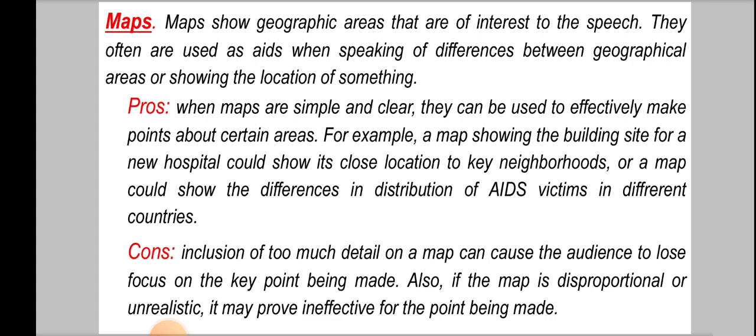The pros are when maps are simple and clear, they can be used to effectively make points about certain areas. For example, a map showing the building height of a new hospital could show its close location to key neighborhoods. Or a map could show the difference in distribution of AIDS victims in different countries.